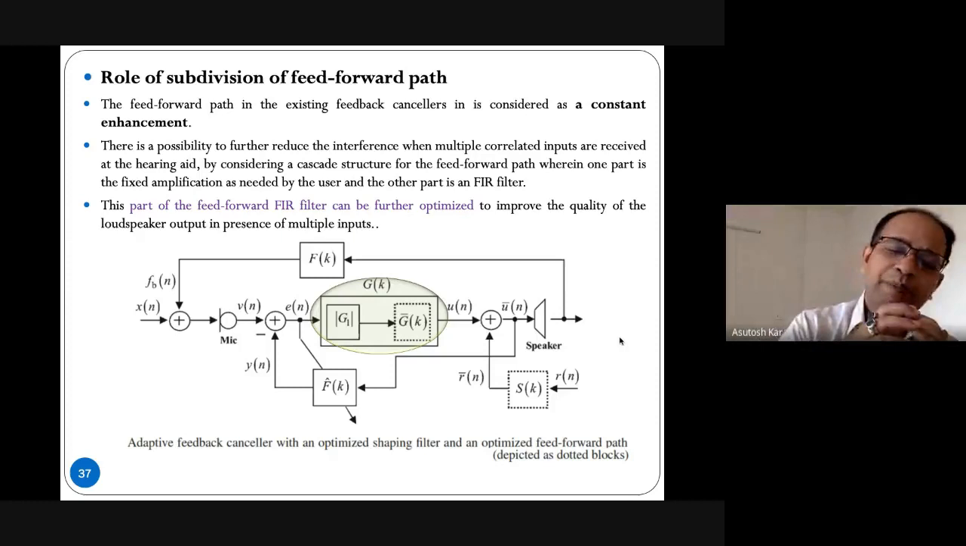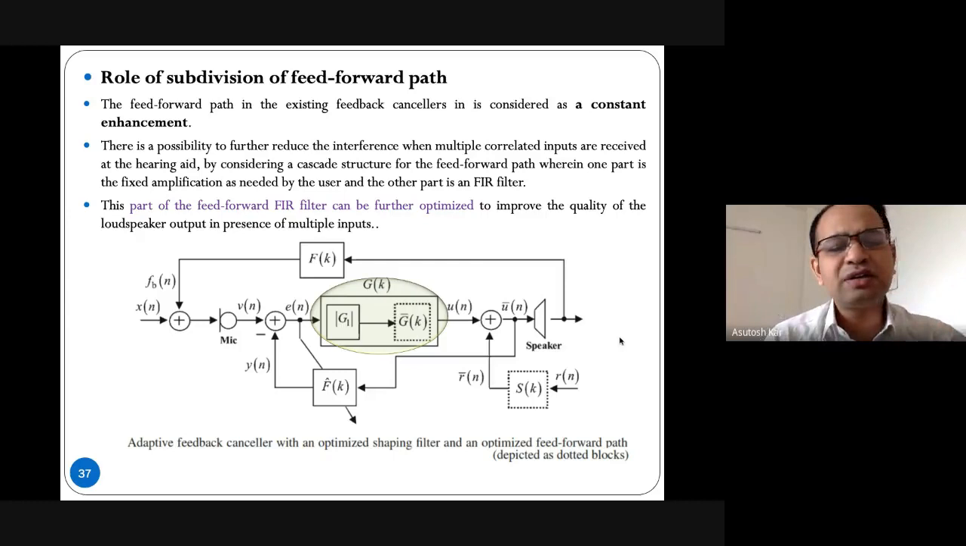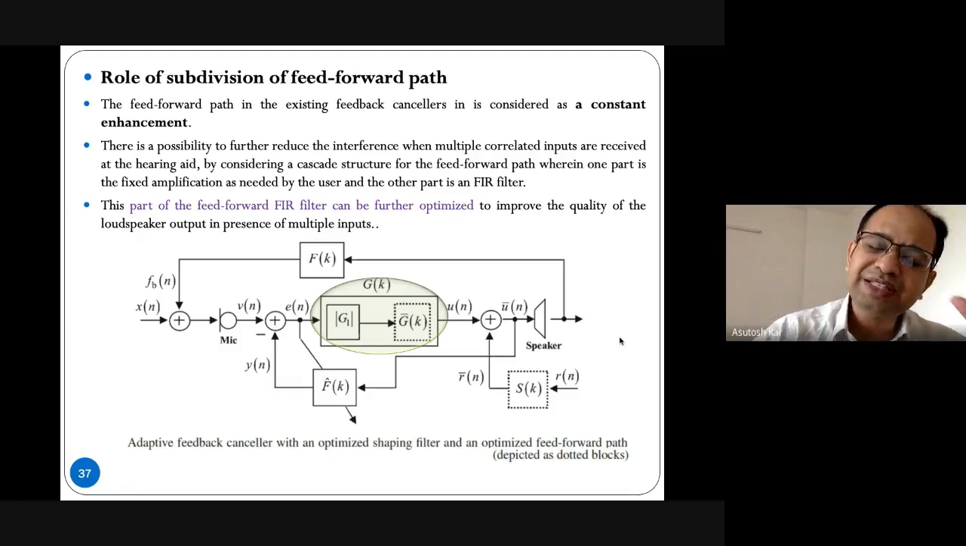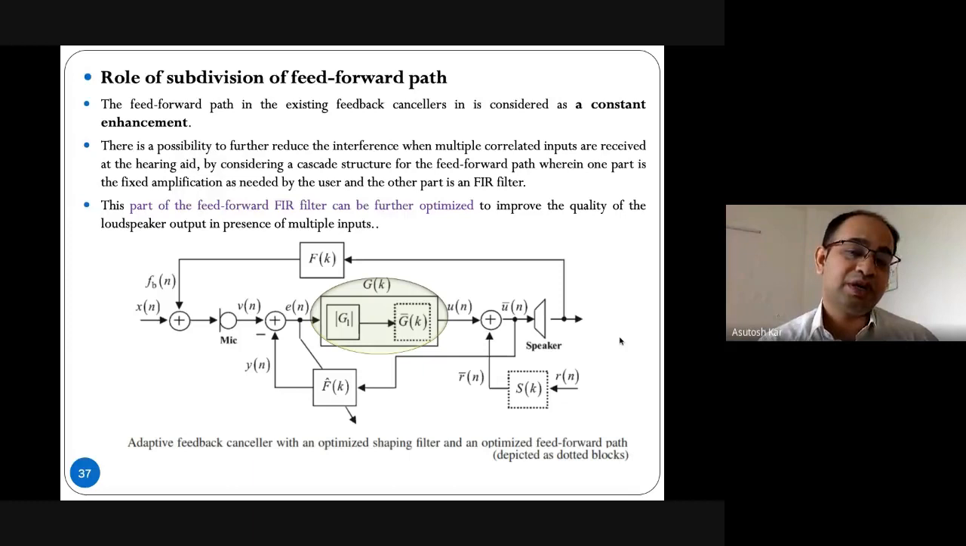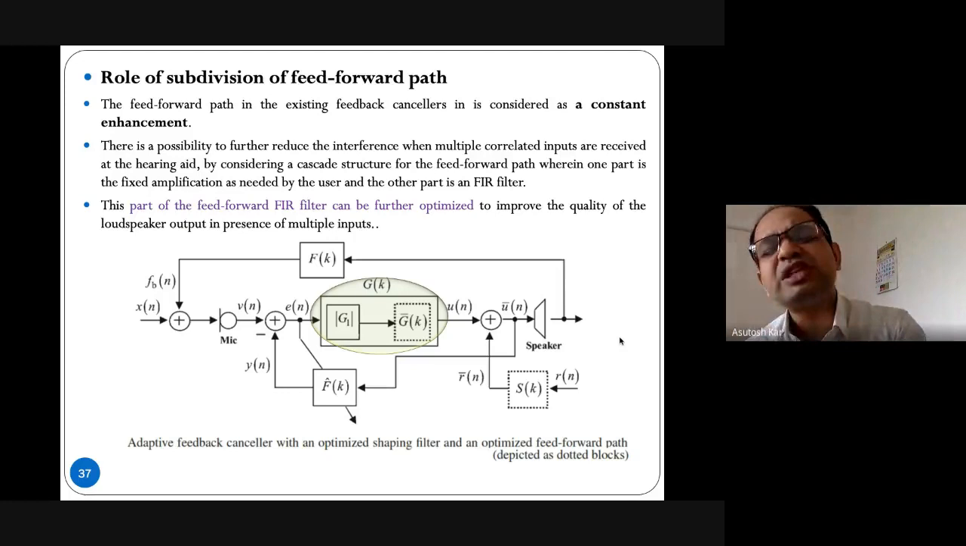So rather than only the weight optimization, we optimize the feed forward path and the shaping filter. Why? Because here you see, we are not going for all these jargonic terms like LPC, BLPC, vocoders, and all that approach. We are simply going for a simple feedback cancellation. When the feedback cancellation principle we are using is simple, the role of the feed forward path and the role of the shaping filter is very important. So both these things were addressed properly by optimizing them with respect to the output.